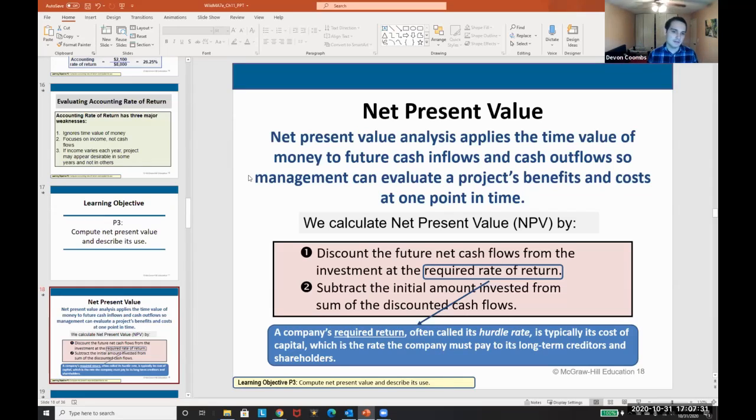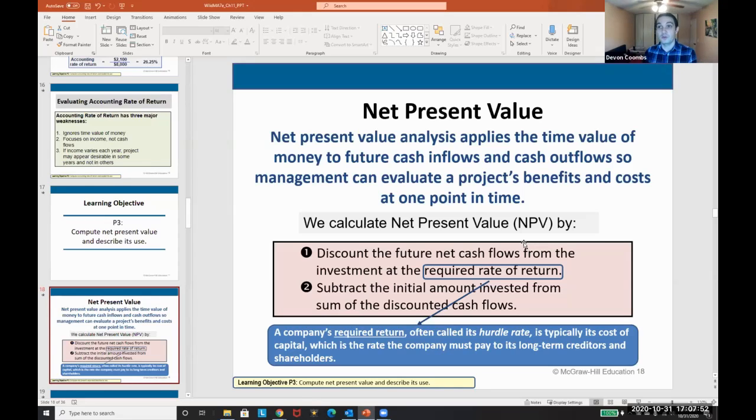We're going to discount them at something called a required rate of return. You're going to hear these terms a lot: required rate of return, discount rate, the investment rate. All these mean the exact same thing. They're just the rate we're using to apply what that future value of cash is expected to be worth. Right, so it's that concept.